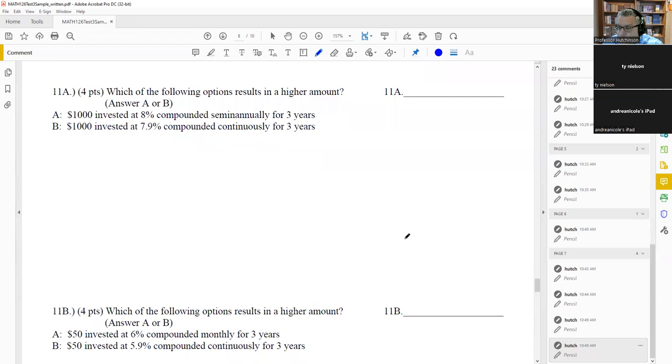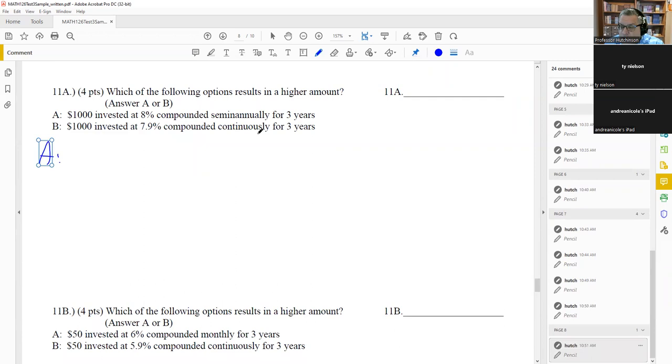Number 11 will be a comparison problem, and you want to know two different formulas on this, because we have a compounded, like I said, semi-annually, but then we have the word compounded continuously as well. So one thing that we'll do, we're going to do both of these separately. I'm going to do an A and a B and just do separate work for each one. For A, I'm given a principal of 1,000. My rate is 0.08 and my time is 3 years, and I have an N here as well because it says semi-annually. When we talked about this in that section, we talked about 5.7 is where this is from.